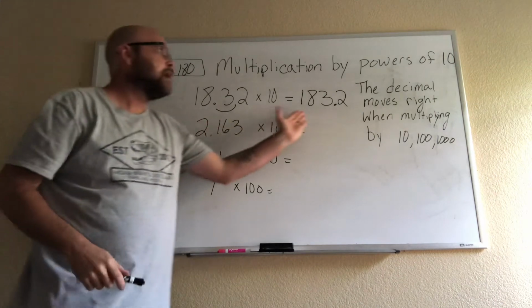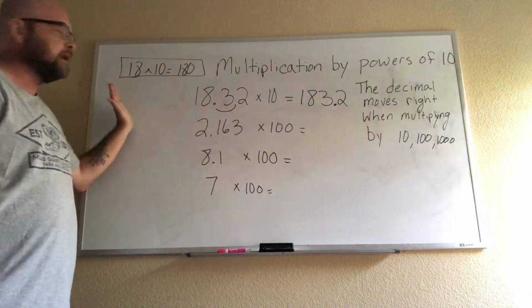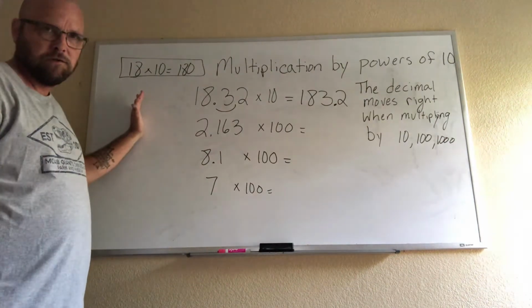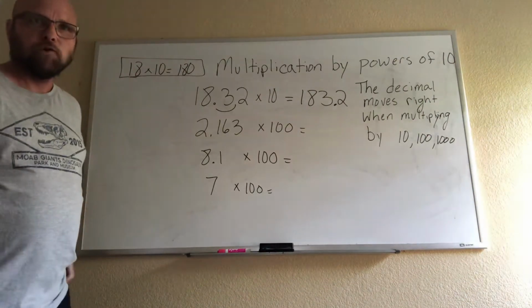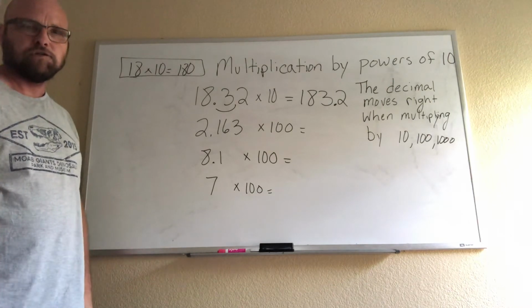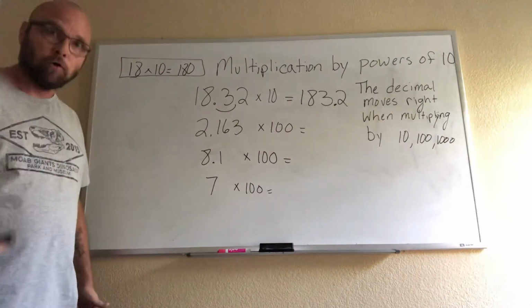The actual numbers are not going to change. Just like when we multiplied 7 times 10, the 7 did not change. The decimal point moved and we had to add zeros in. So we may have to add zeros in, but the digits do not change. That's the first thing you need to remember. The most important thing you need to remember.